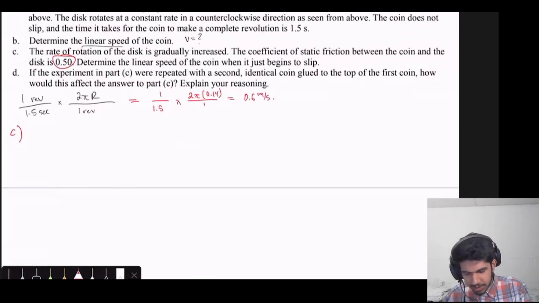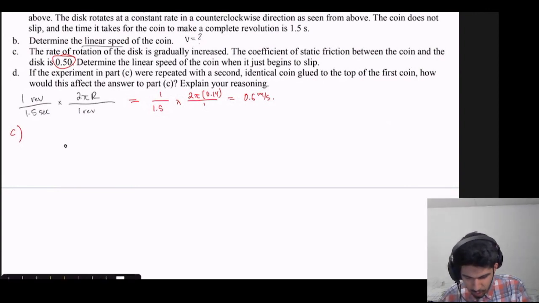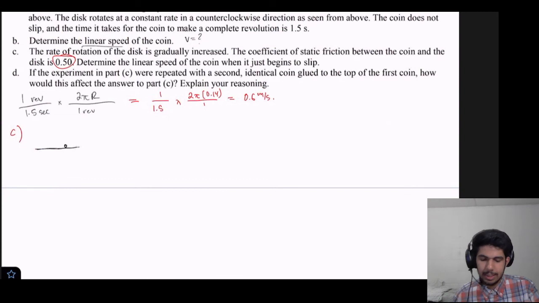So when we're confused, we should probably draw a free body diagram. So this is the coin, and this horizontal line is the surface that it's on. So we're looking at it at eye level. We're not looking down on it, we're looking at the same level as it.